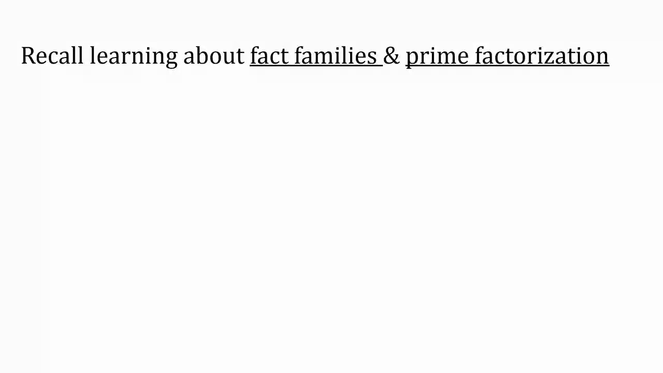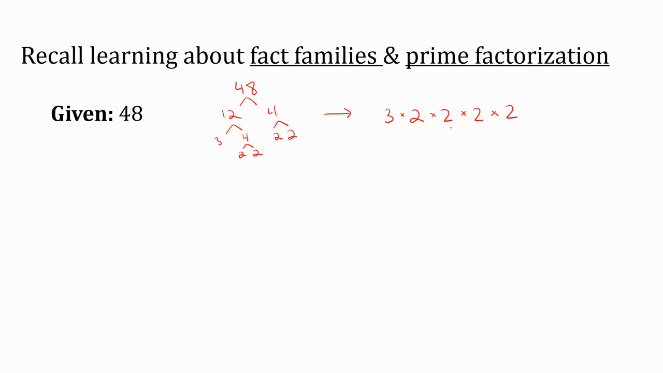So hopefully you remember way back, maybe, I don't know, was this fourth grade, third grade? First grade, I don't remember when exactly, but somewhere in elementary school, you learned about fact families and prime factorization. So for instance, if you're given the number 48, I can break this up like fact families. 48, that's 12 times 4. This is 3 times 4. This is 2 times 2. This is 2 times 2. So the prime factorization of 48 would be 3 times 2 times 2 times 2 times 2.